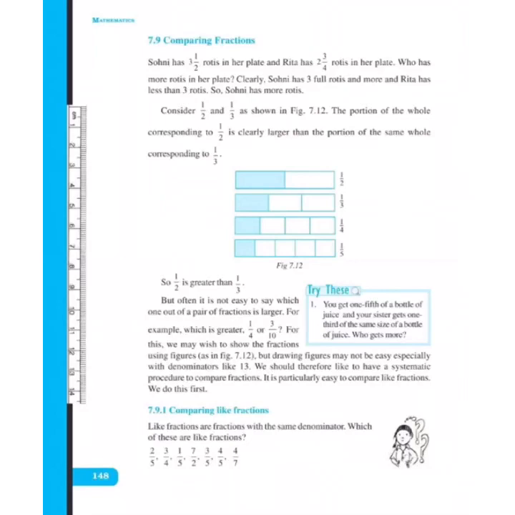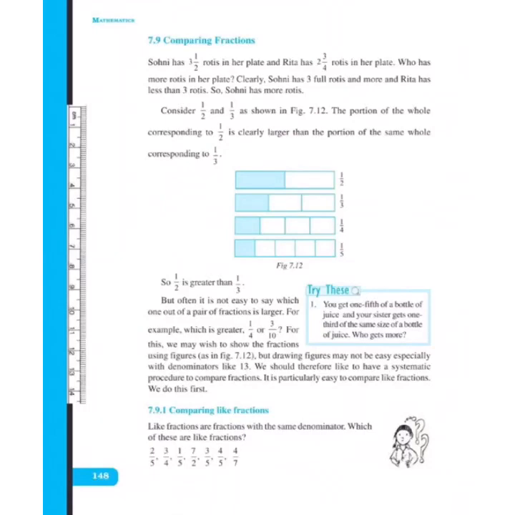But often it is not easy to say which one out of a pair of fractions is larger. For example, which is greater, 1 by 4 or 3 by 10? Children, for this we may wish to show the fractions using figures, but drawing figures may not be easy for fractions with big denominators. That is why we have a systematic method to compare fractions. Children, comparing like fractions is easy as compared to unlike fractions. So first we will learn to compare the like fractions.